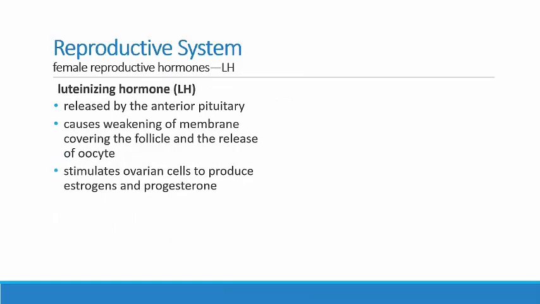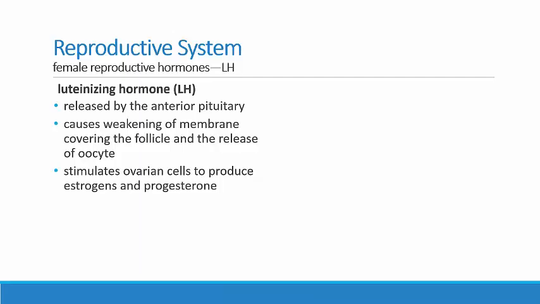And LH, luteinizing hormone, when it's released by the anterior pituitary gland, will stimulate ovarian cells to produce estrogens and progesterones, and it also triggers the rupture and release of the follicle and the release of the oocyte. So it weakens the connections between the cells that form the membrane that covers the little blister-like follicle that's on the surface of the ovary.